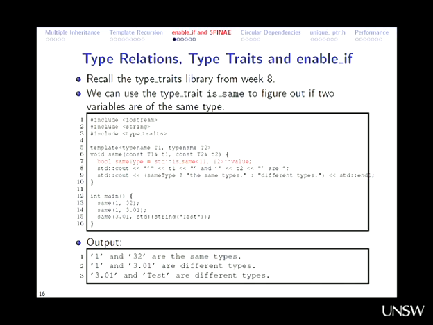Say I had many calls to the same, and I kept on just throwing in lots and lots of different things. What happens every time that I call same with different types going in? I create a new template function for every single different version of same that I attempt to call. Now, that's what makes templates very powerful.